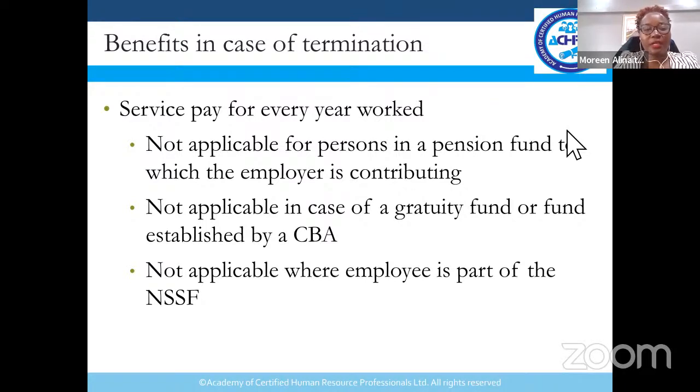Benefits in case of termination. We move on to benefits in cases of termination. Termination can be by either party. Remember, termination can be by either party, and we have specific benefits in cases of termination.